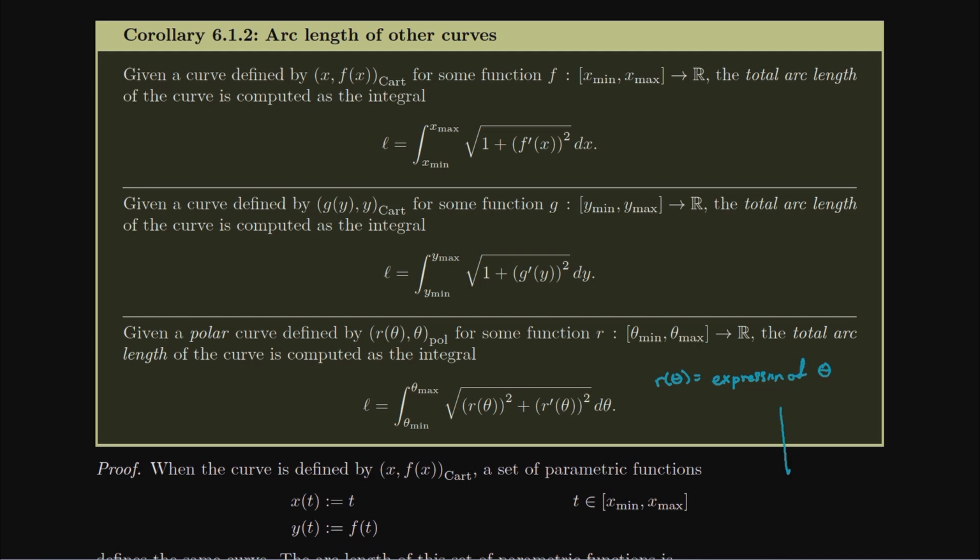And one of these common curves may be like the Archimedean spiral. You could calculate the arc length of the Archimedean spiral, maybe over that range, some minimum to maximum theta value. Now this one looks a little bit different.